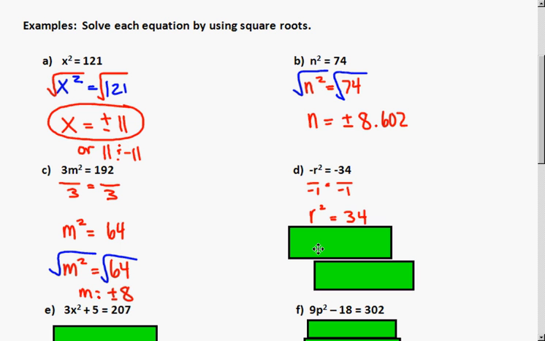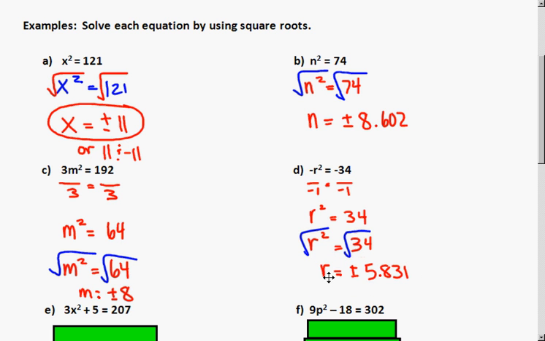To get r alone, again, square root both sides. Do your computation, and you are left with r equals plus or minus 5.831.